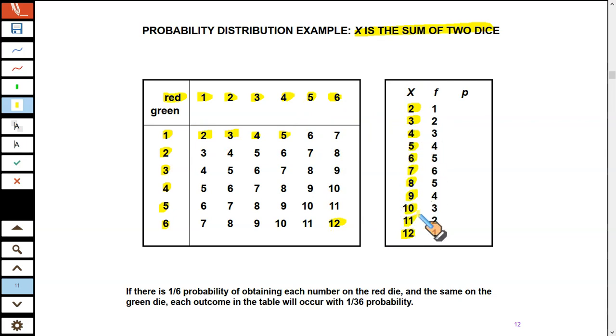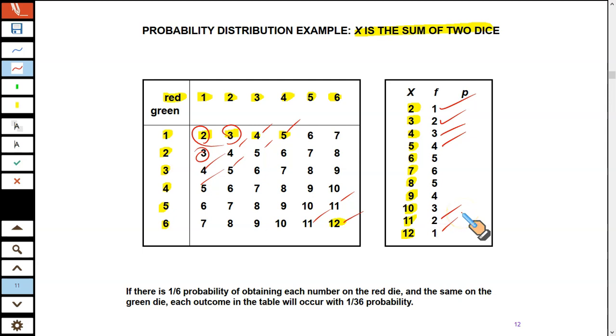So, let's now write down the frequency of occurrence of 2. 2 occurs only once. 3 occurs twice. 4 occurs 1, 2, 3. 5 occurs 1, 2, 3, 4. And similarly, 11 occurs 2 times and 12 occurs only once. So this is our distribution.